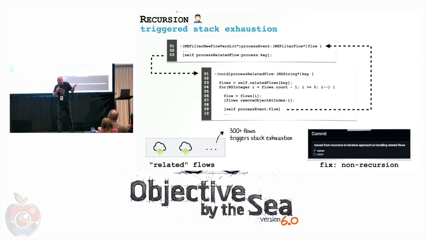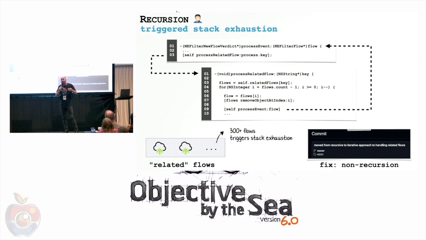And I said, well, how many related flows could there be? Well, it turns out, imagine you restore your browser with several tabs open. Those are going to generate tons of connections. And what happens is when you get 300 or so connections all at once, Lulu is recursively going through this.